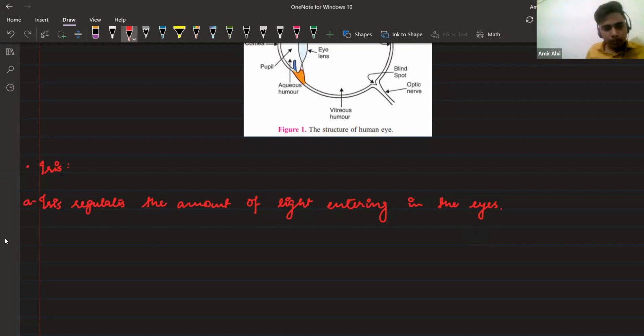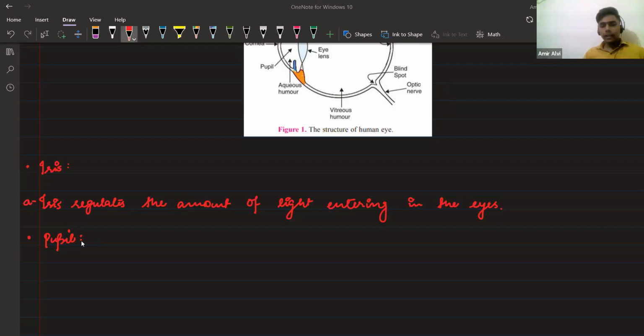Next is the pupil. You must have seen there is a black hole in our eye. Have you observed that? Yes, sir. That black hole in our eye is called the pupil. The pupil's function is to control the amount of light. Iris and pupil are interdependent; they work in a dependent manner and are interrelated to each other.